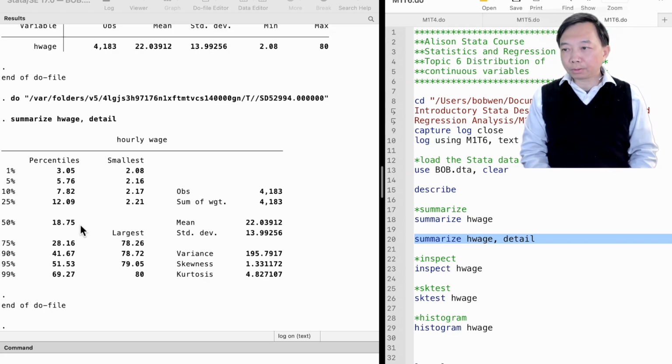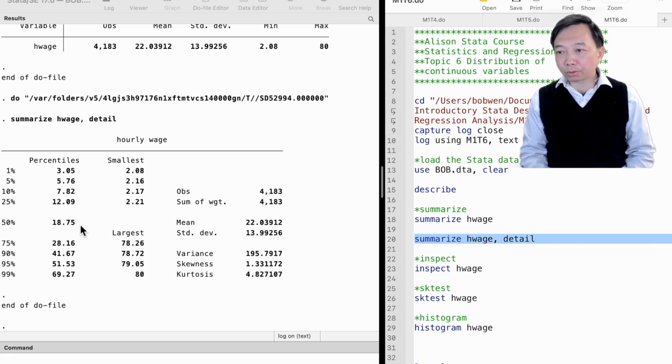Income and wealth are examples of right-skewed distributions. Most people earn a modest amount, but some millionaires and billionaires extend the right tail into very high values. The hourly wage distribution in this example is right-skewed. The summarize command with the detail option gives its skewness coefficient of 1.33.